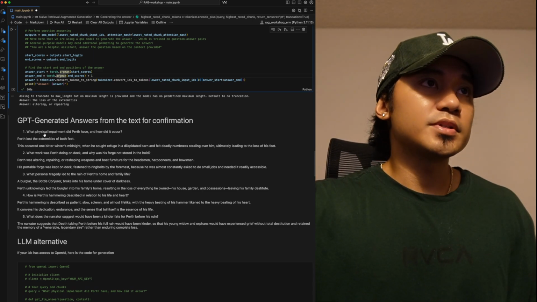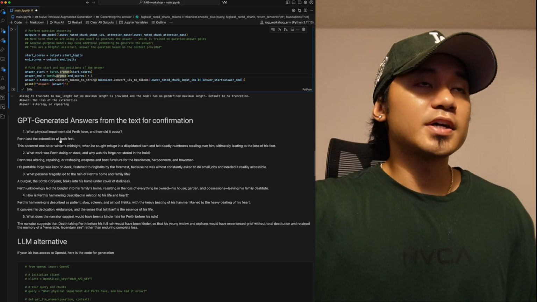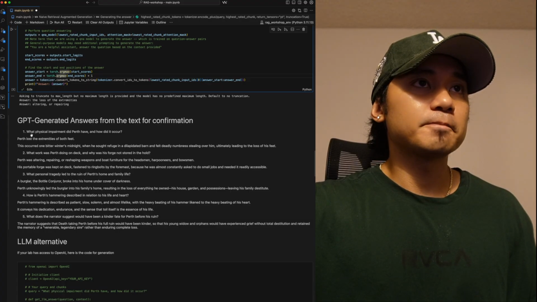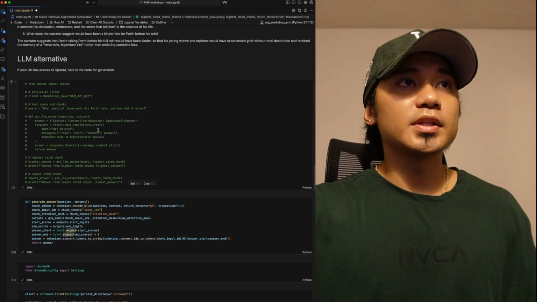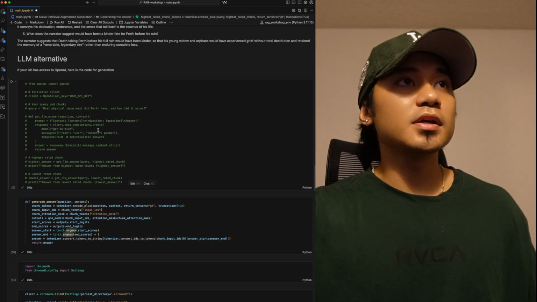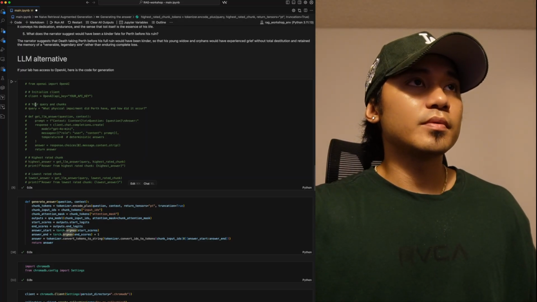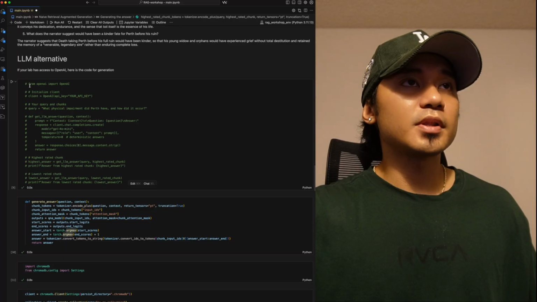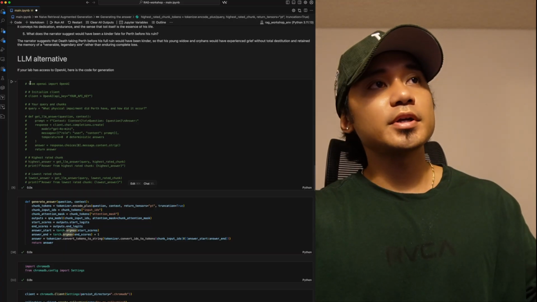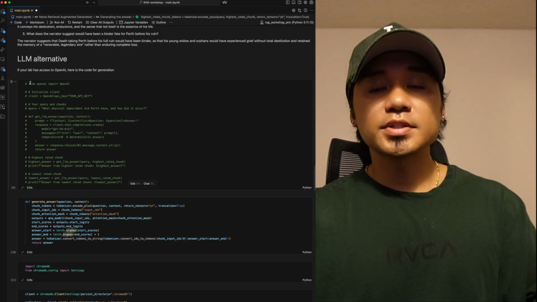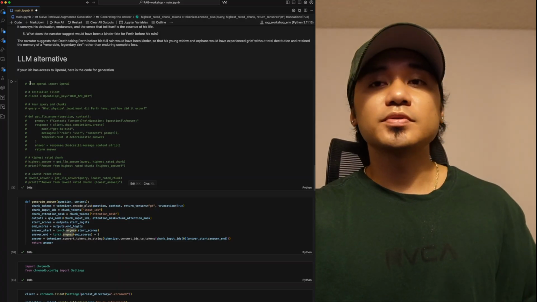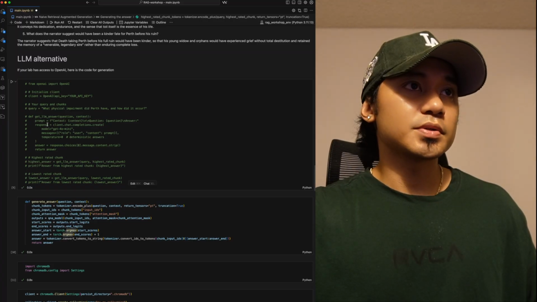So in fact, we see that Perth lost the extremities of both feet was actually the answer to the first question that we had here. Now, if you have access to a language model and you have an API key, this is where you would supply that answer and that query to the language model to produce an answer that's easier for the user to understand. And that's where you would get this code here.